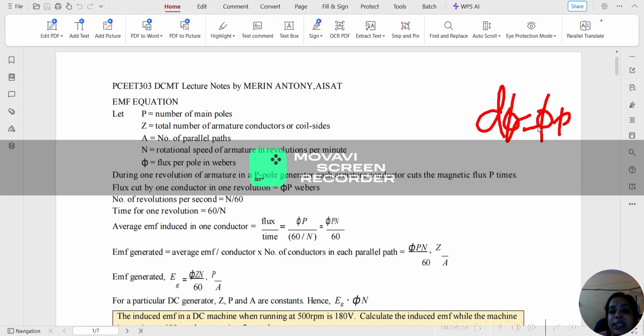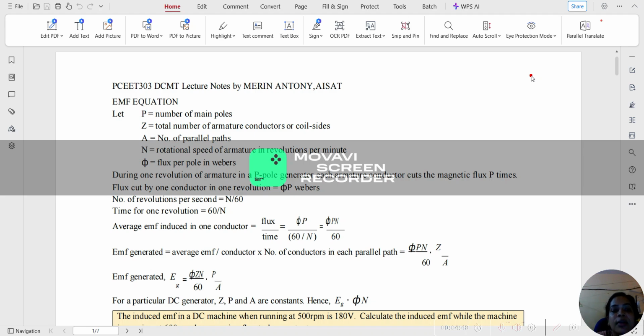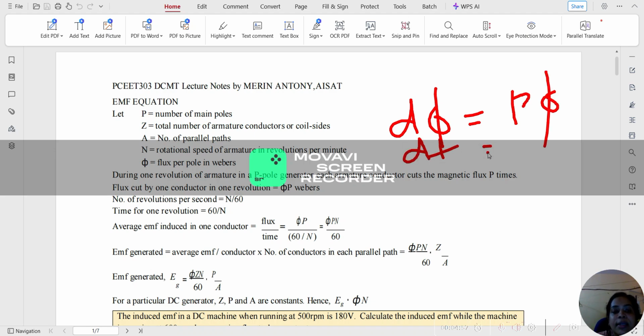What next do we have to find? dt, right? If we have both, we can divide and find the EMF. That is the procedure we are following: we find the EMF per conductor, and then the EMF for n conductors. We got the d phi value as P phi, and now we have to find dt. What is dt? It is the time for one revolution, since we are finding it for one conductor. The time for one revolution will be equal to 60 by N. If N is the speed, then 60 by N is the time taken for one revolution in seconds.